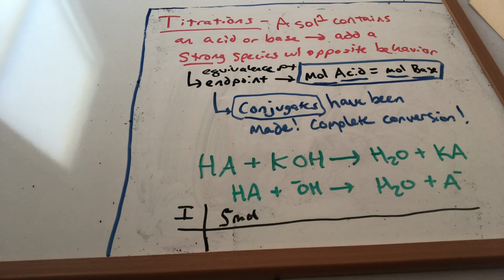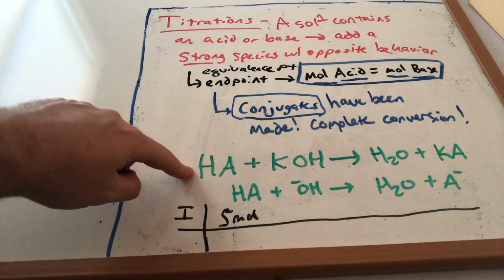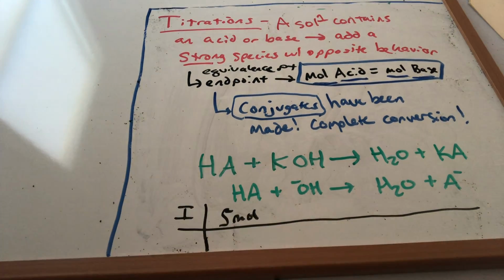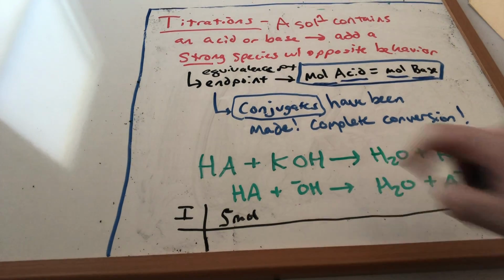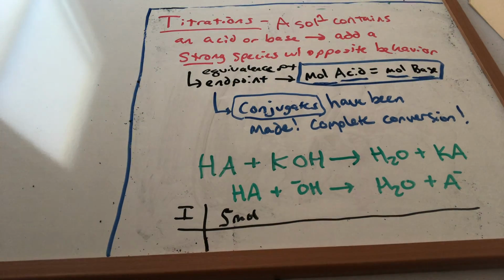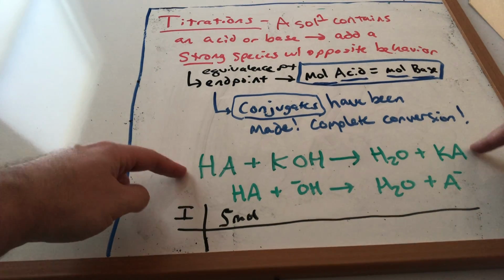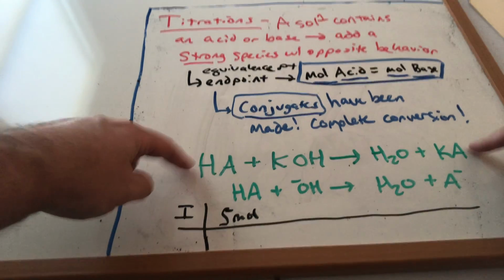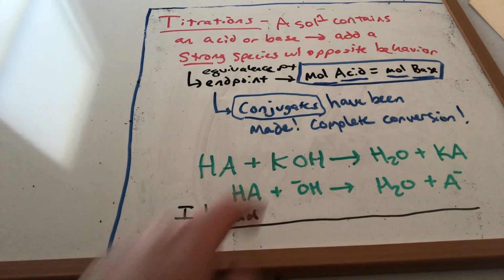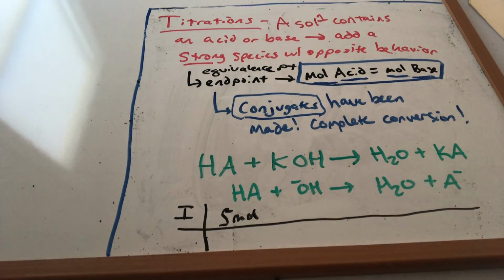Just a quick little example here. So say I have a general acid HA. I'm going to add strong KOH to it. I'm going to draw a single arrow. Why? Because there's a strong species involved. This right here should look familiar from general chemistry. HA plus KOH gives me H2O plus KA.